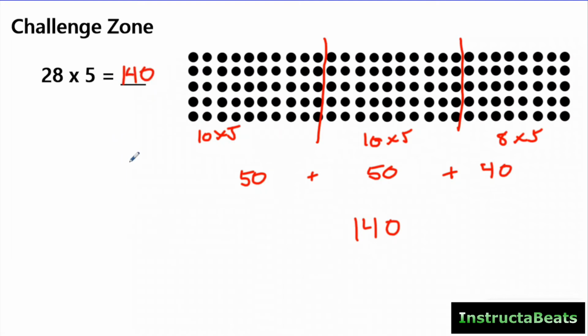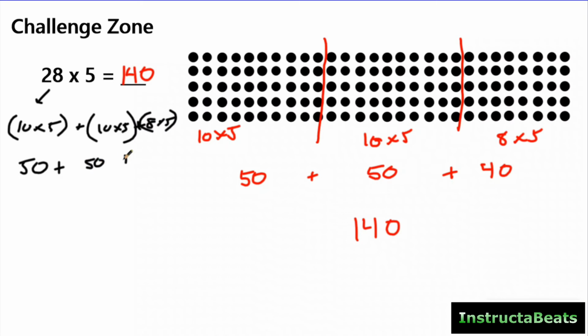Maybe you went ahead and you just did it with the math. So you said, forget the array, Mr. InstructaBeats dude. I know I can split 28, right, into 10 groups of 5, plus 10 groups of 5, plus 8 groups of 5, and maybe you didn't even draw the array. You just did it mathematically. Hopefully your handwriting was better than mine. And again, in math, parentheses means you solve that part first, and when you add it together, you still get 140.